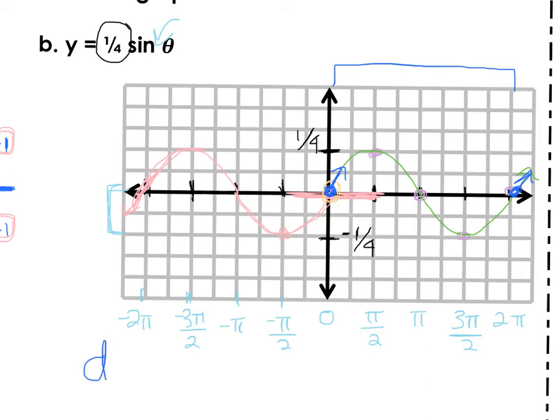And so if we do domain and range, domain's all real numbers. In the range, we are bounded between -1/4 and +1/4. And I didn't talk about this before, but we get brackets because we actually equal these values. These are actually our coordinates.